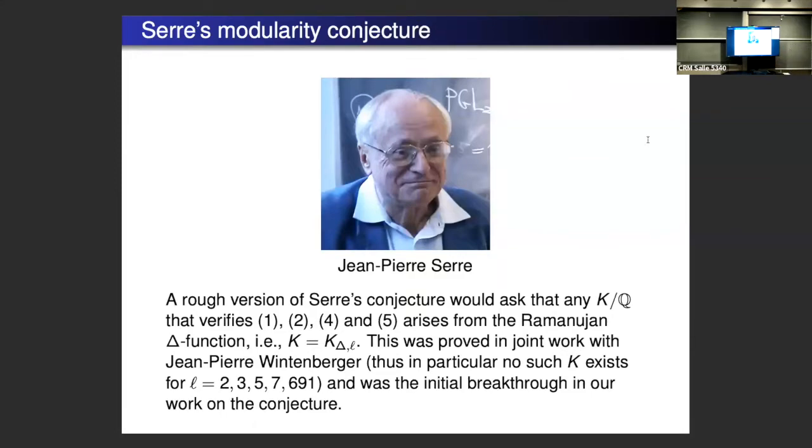Serre made this conjecture in a letter of Serre to Tate in 1973. He made a conjecture which was a converse to going from a modular form to a mod L Galois representation. He tried to conjecture which Galois representations arise from level 1 modular forms. So a rough version of Serre's conjecture would ask that any extension K over Q which verifies these properties, which I wrote down for K_Delta,L, the splitting field of Delta mod L.